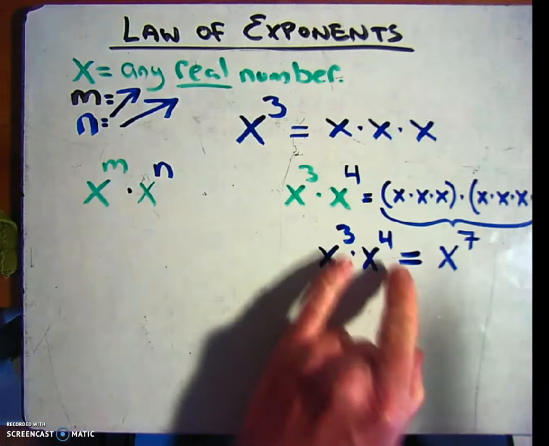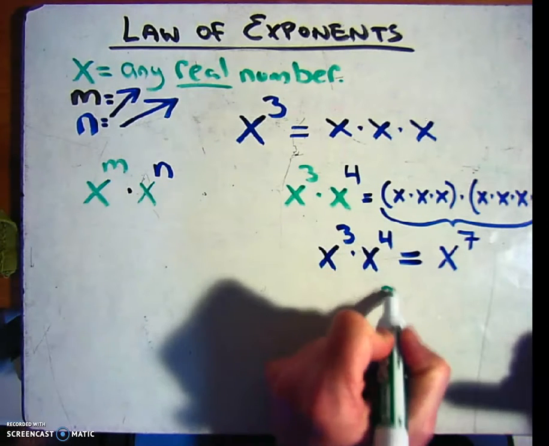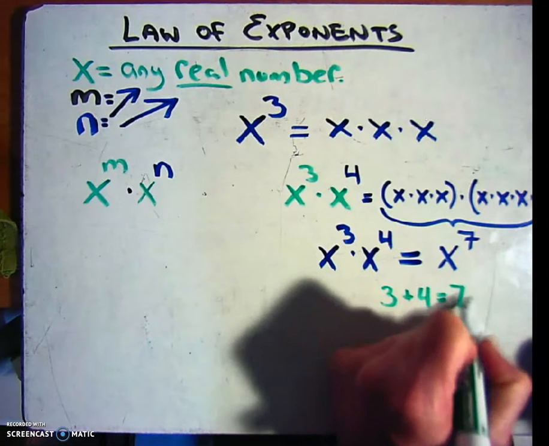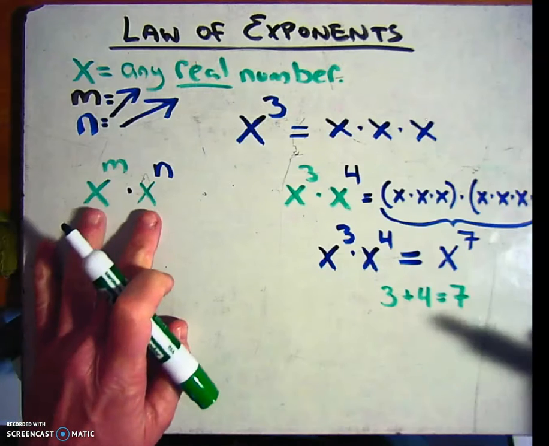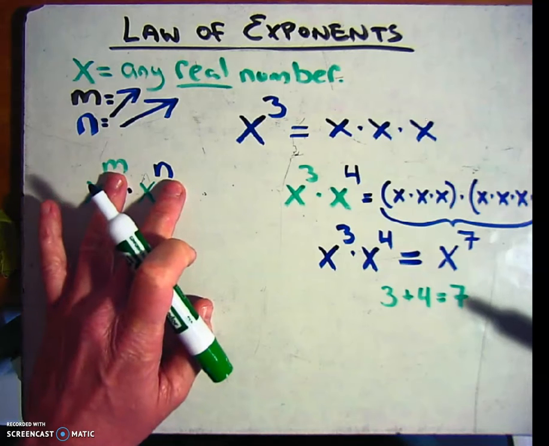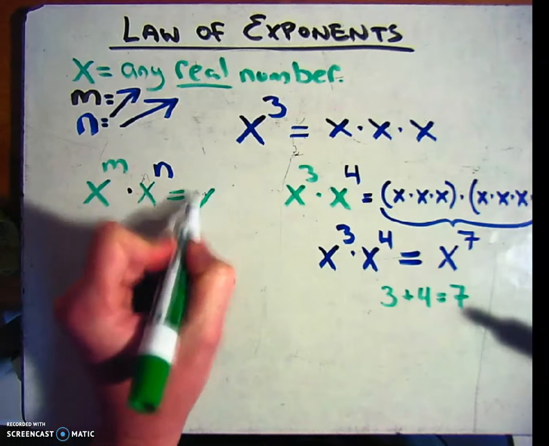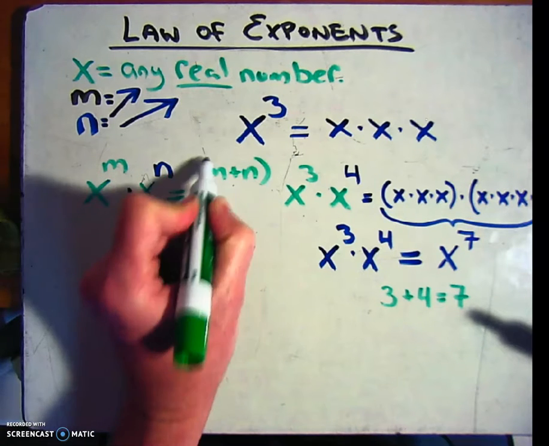Now, looking at the numbers 3 and 4, I also know that 3 plus 4 equals 7. So our rule is when you have two of the same base being multiplied that contains exponents, in this case, you would add the exponents together.